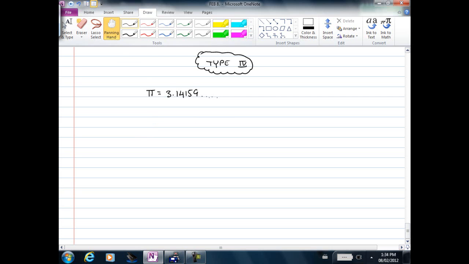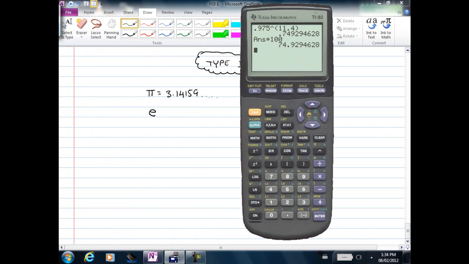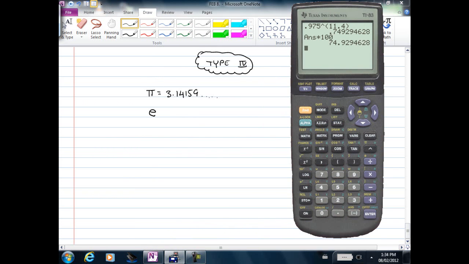Now, pi is 3.14159. There's another value, e. A lot of you don't know e. Grab your calculator right now. This is where the TI-83 comes in handy. There's a little button called E right here. Grab your TI, look for E, or it says LN. So you go E, let's just see what E is. Let's go E to the power of 1.